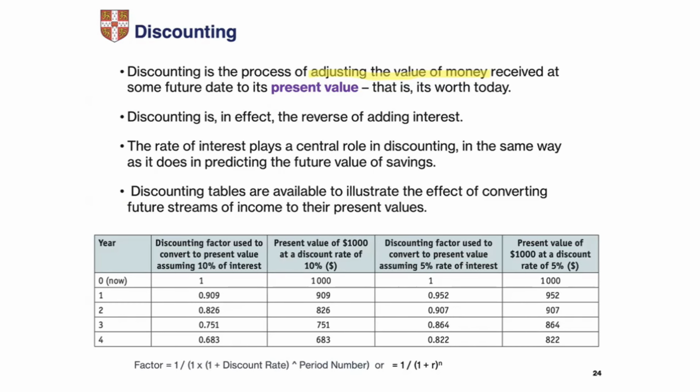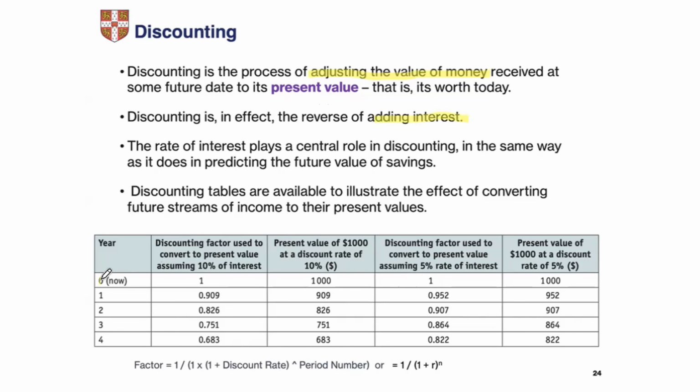Adjusting the value of money that we would receive at some future date to its value today. In other words, if I want $1,000 in future, how much must I put into some account today so that I can get $1,000 in future? You can think of it that way. Not exactly, but you can think of it that way. Then the second point here says that discounting is in effect the reverse of adding interest. All right. So let's look at some examples here.